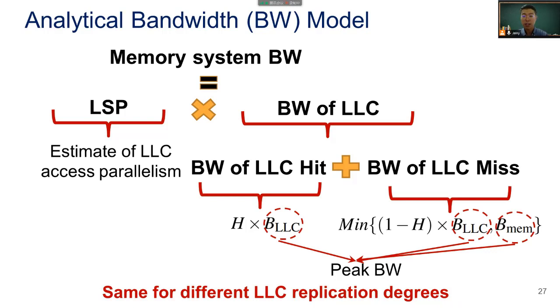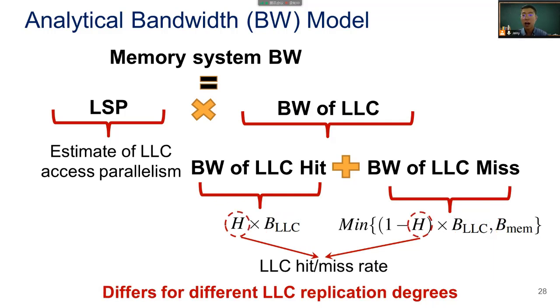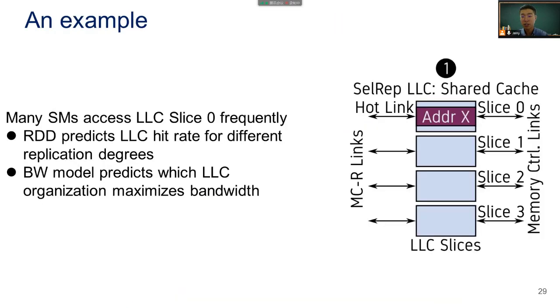LLC bandwidth and memory bandwidth are the theoretical bandwidth of the system, which depends on the hardware and remains the same for different LLC replication degrees. The LLC hit rate is affected by the LLC organization. For example, the shared LLC has the highest LLC hit rate, and the private LLC with the maximum replication degree has the lowest LLC hit rate.